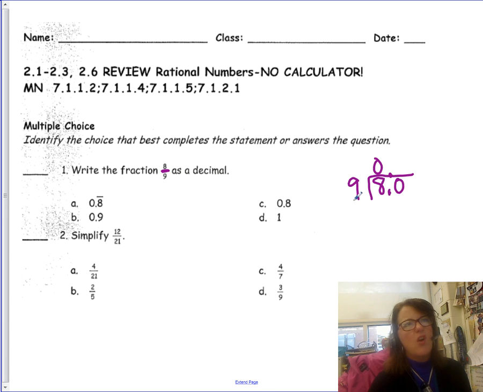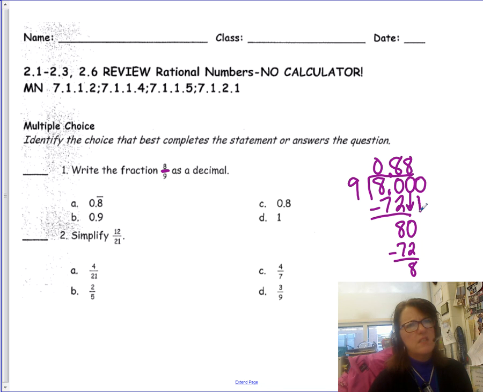So here we go. It can't go into 8 by itself, but it can go into 80. And specifically, 9 times 9 is 81. Bzzzt, little too big. I have to go 8 times, which is 72. Subtract. Maybe in your head you can do that. 72 from 80 leaves you with 8. As long as you have a remainder, you have to keep dividing. So add a 0 and bring it down. Try again. I have to go with 8, and that gives me 72. I get 8. Add a 0.